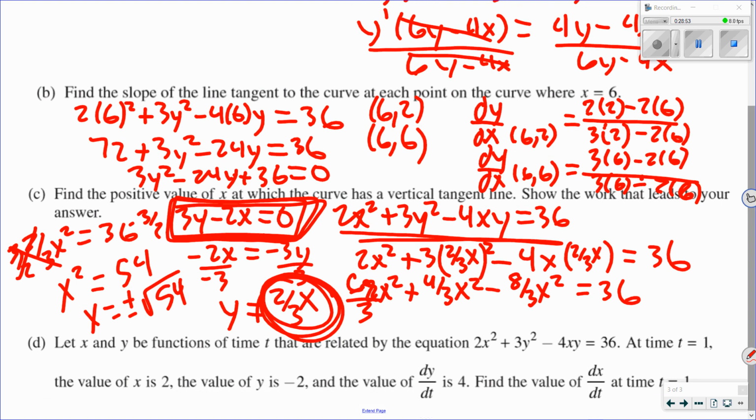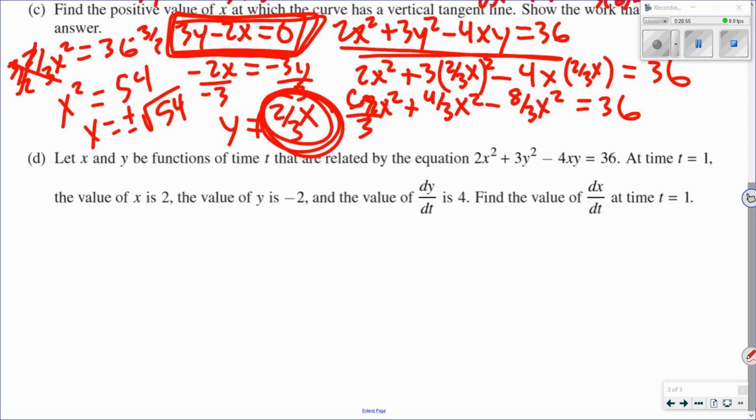It says let x and y be functions of t that are related by that equation.